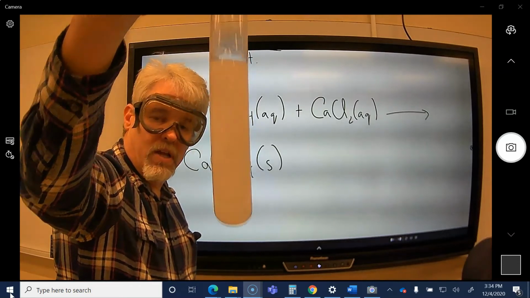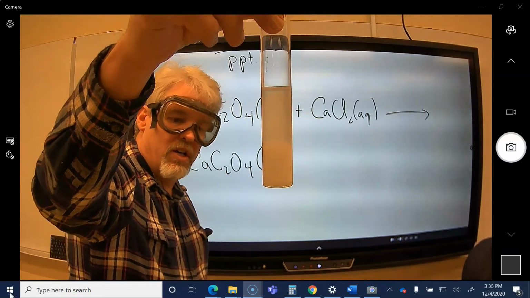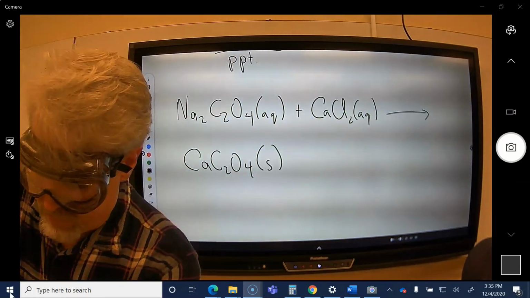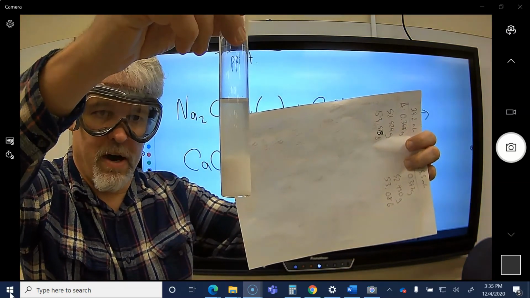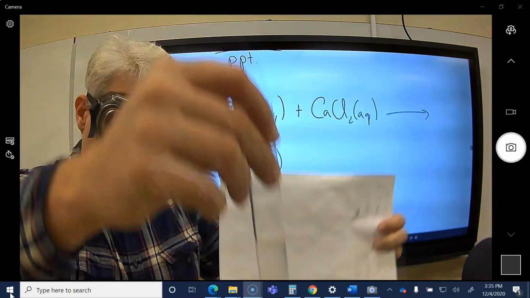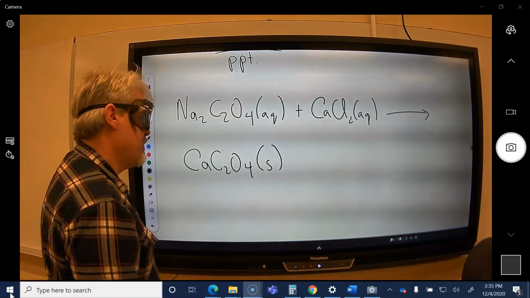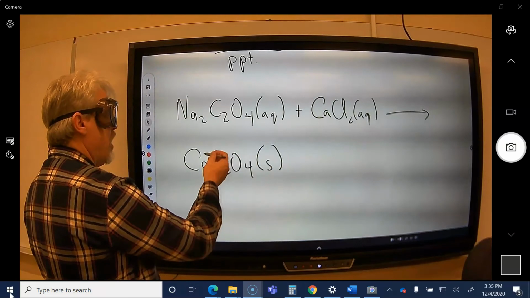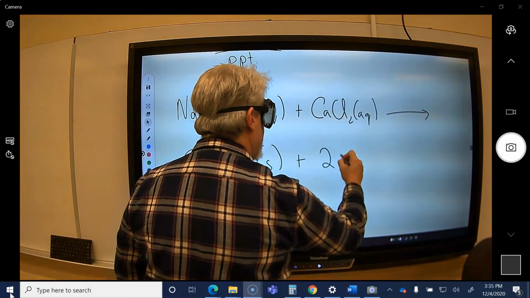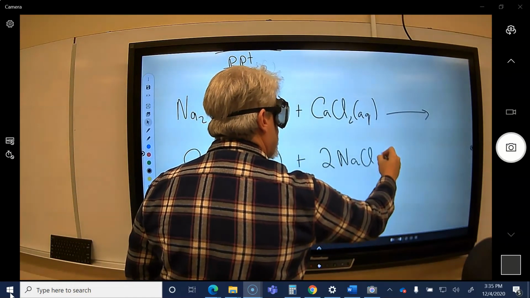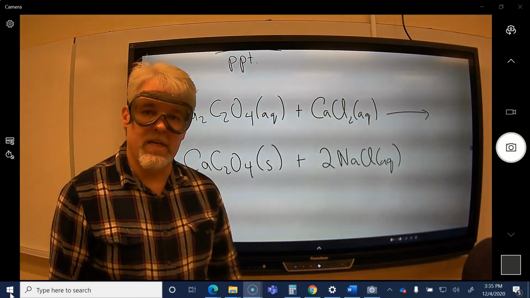Okay, that one's not really falling down much, but you can see that the first one is really starting to settle out now. I'll use a piece of paper to make that a little bit clearer. It's really starting to settle out now, and you can see the powder slowly settling down to the bottom. So, in case you didn't believe me, it was a solid precipitate. And then here, the other component is again going to be the sodium chloride, and we're going to need 2 of them to balance the equation. Okay, so that's how precipitation reactions work.